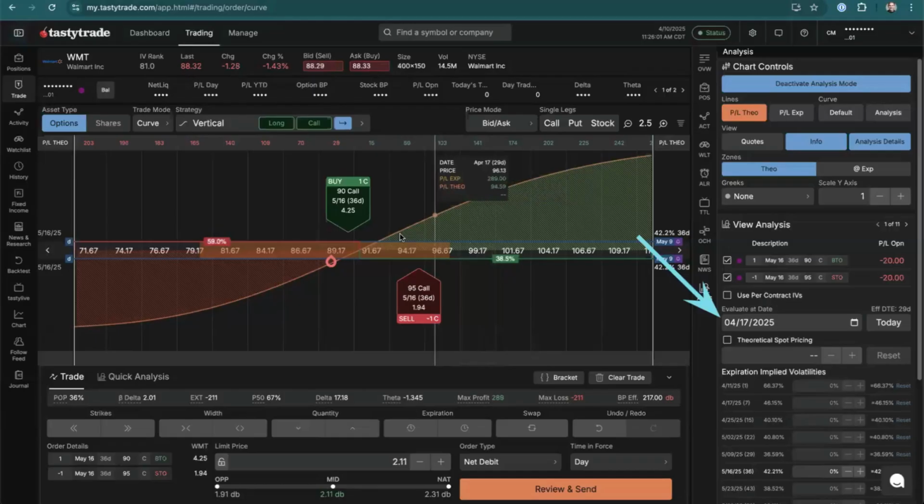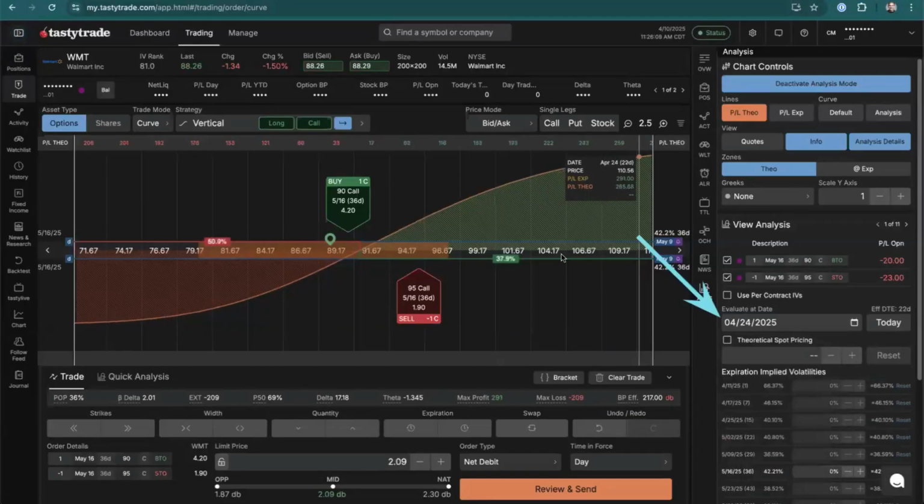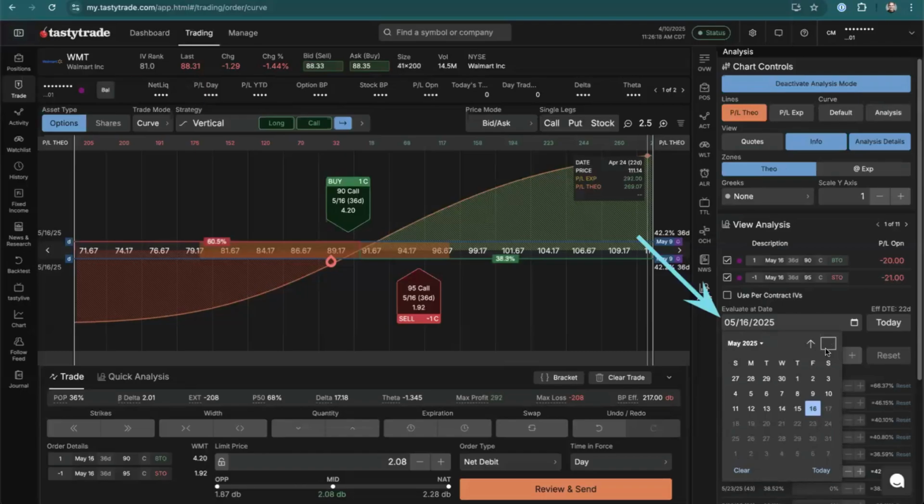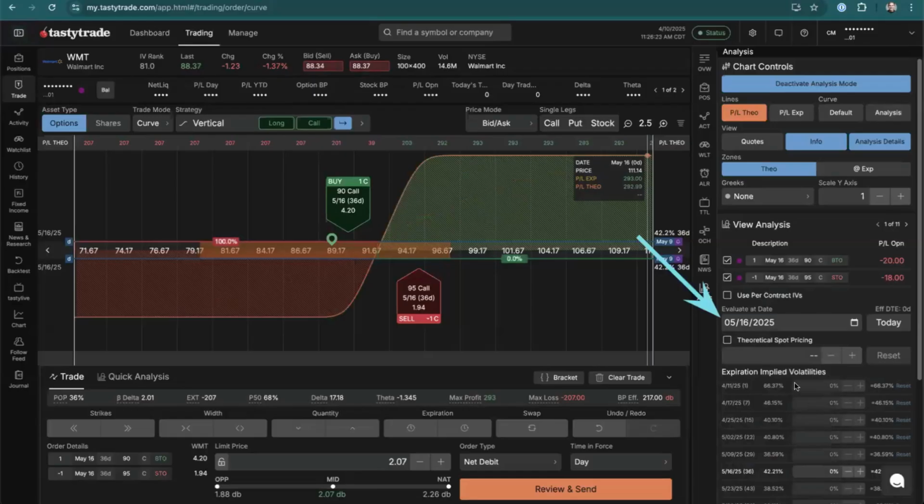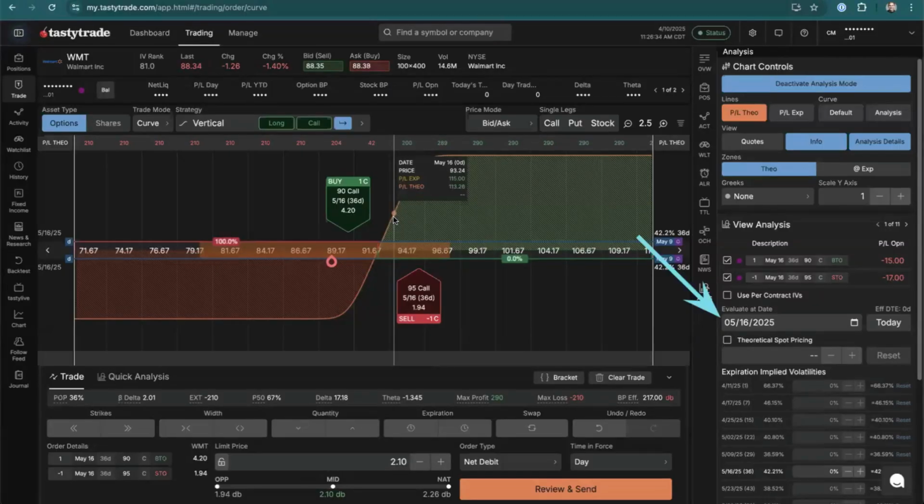You can see it's starting to get a little bit closer to looking like our at-expiration graph. If you were to go another week to the 24th, again, you're going to see that starting to curve out to that at-expiration line. Or if we were to go all the way to our expiration, which I believe was May 16th, now the theoretical line looks almost identical to our at-expiration line. That makes sense because we're looking at our strategy on the day of expiration. So that's how you can play around with evaluating at different dates.